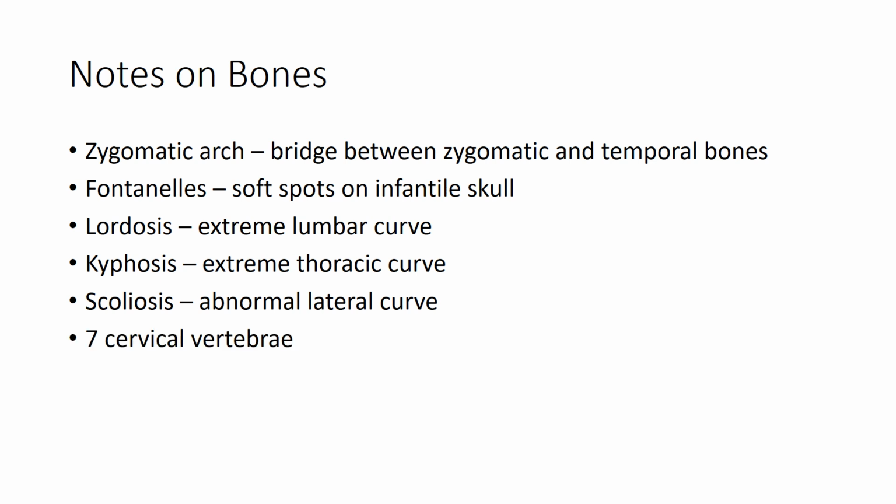Know the numbers for the main vertebra types. There are 7 cervical vertebrae, 12 thoracic vertebrae, and 5 lumbar vertebrae. You may want to pause this to write these down.